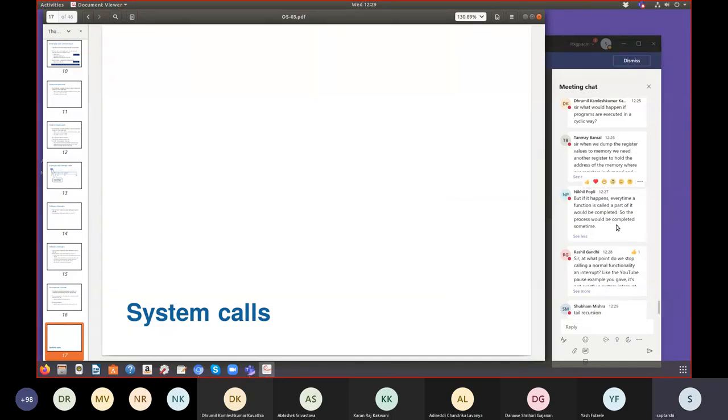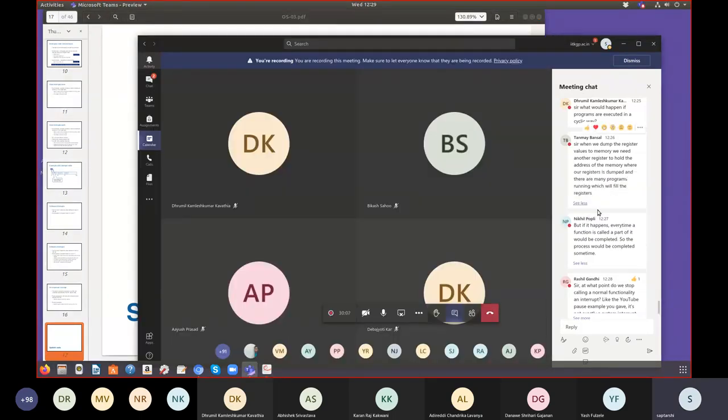There are a couple of other questions I see. Tanmay is asking, when we dump the register values to memory, we need another register to hold the address of the memory where our register is dumped. Excellent question. So let me ask you, do you know what this is? Tanmay is asking a very valid question. Let me just point out, the question is very good, but try to form the questions a bit more technically. Like when we dump the register, who are we here?